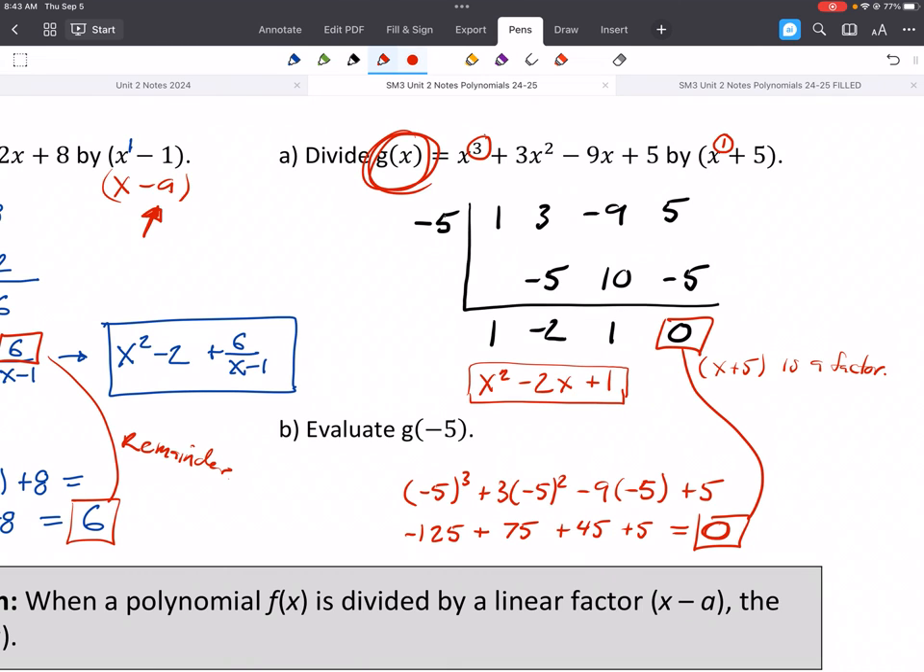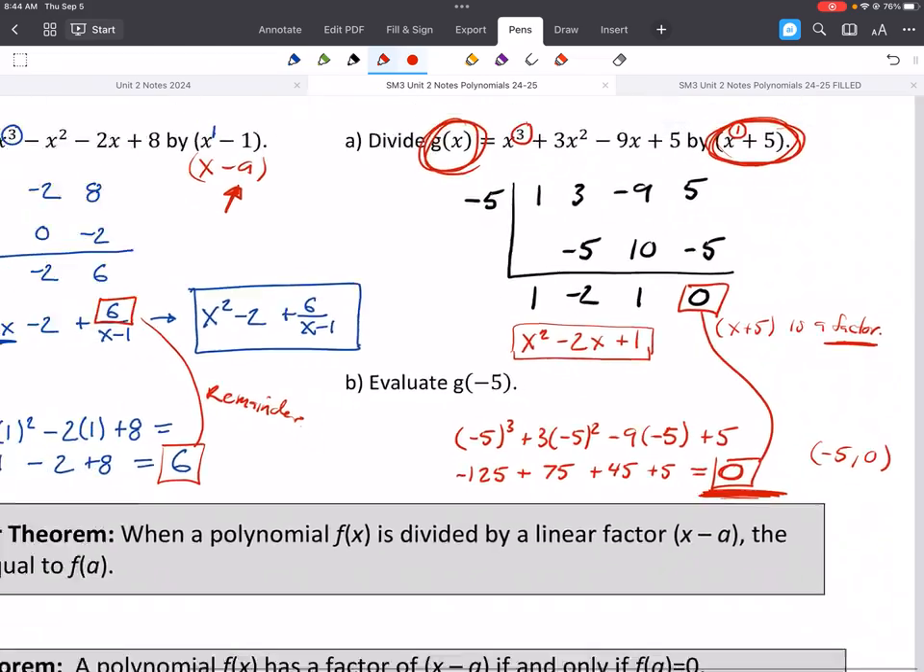We could go through this whole process with synthetic division or long division, and we ended up finding that that is a factor. But if they're just asking you, is x plus 5 a factor, you do not have to divide the whole thing. You could just plug in the zero, and if it ends up giving us 0, then we know that is one of our factors. Which should make sense because this ordered pair would be negative 5 comma 0, which is on the x-axis. So that would be one of our factors.